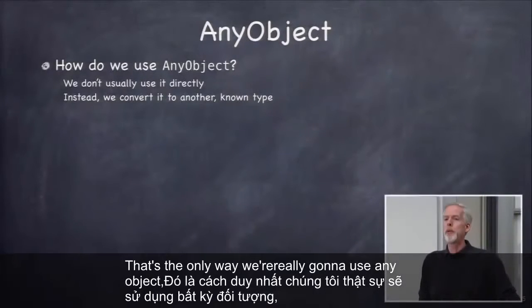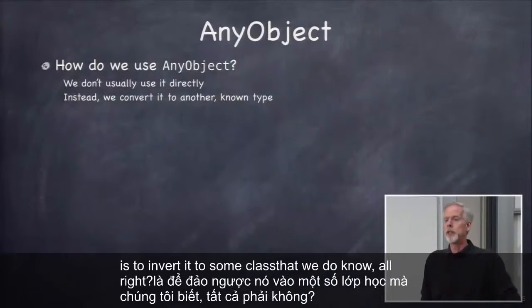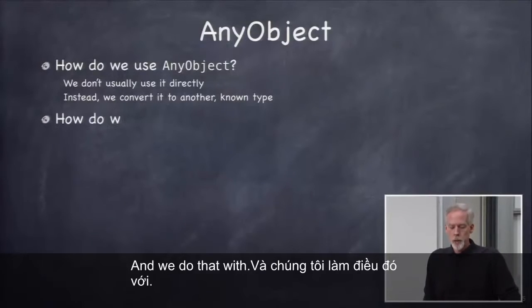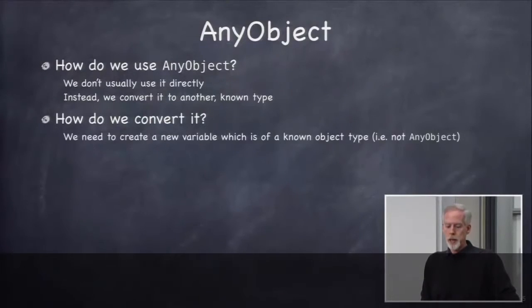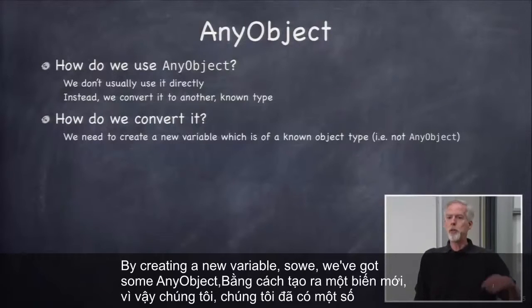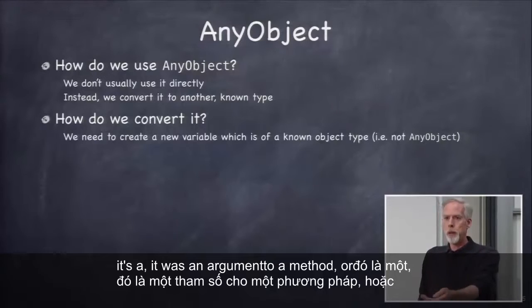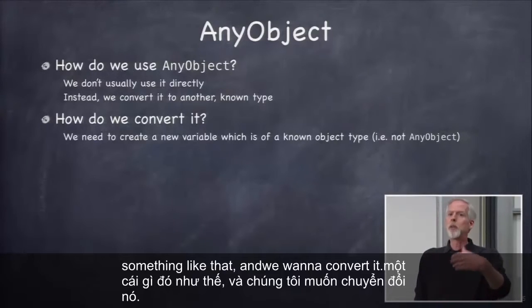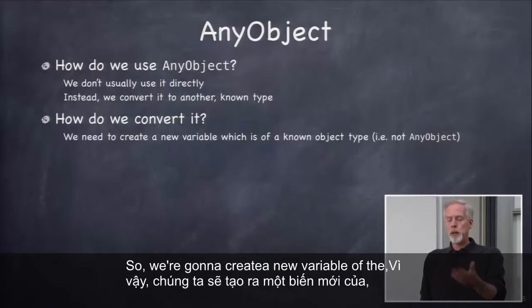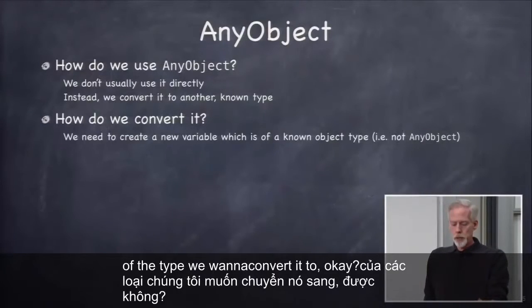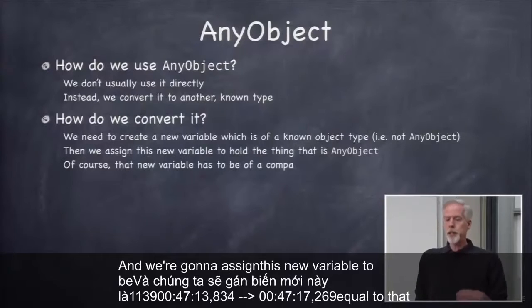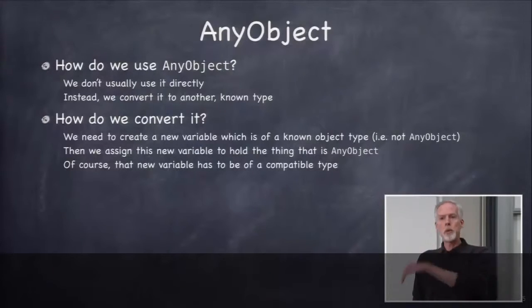Okay? And so to use it, we convert it to a type we do know. That's the only way we're really going to use any object, is to convert it to some class that we do know. And we do that by creating a new variable. So we've got some any object. It was an argument to a method, or it's a local variable, or something like that, and we want to convert it. So we're going to create a new variable of the type we want to convert it to. Okay, and we're going to assign this new variable to be equal to that any object thing converted.